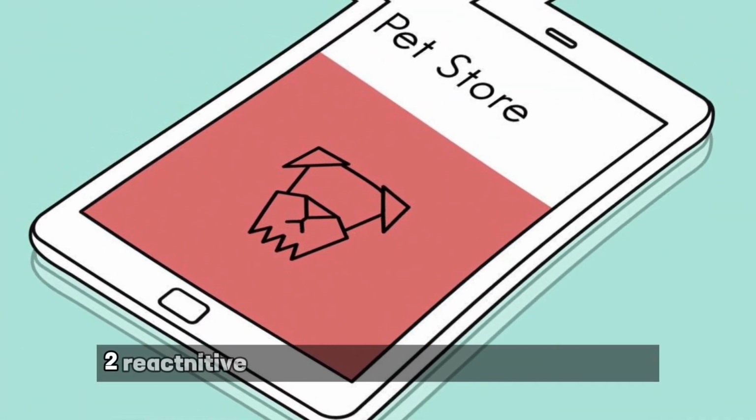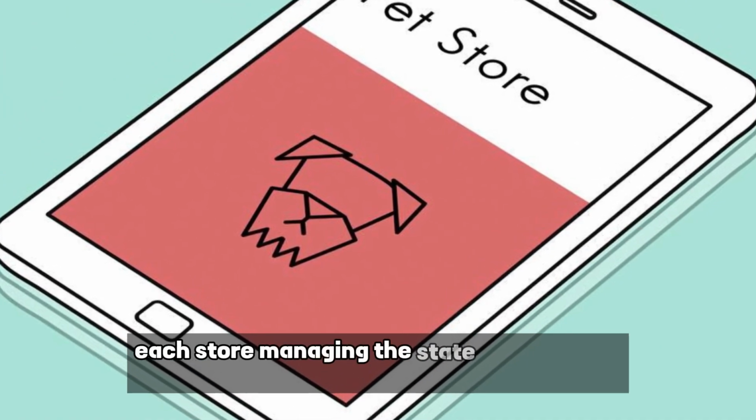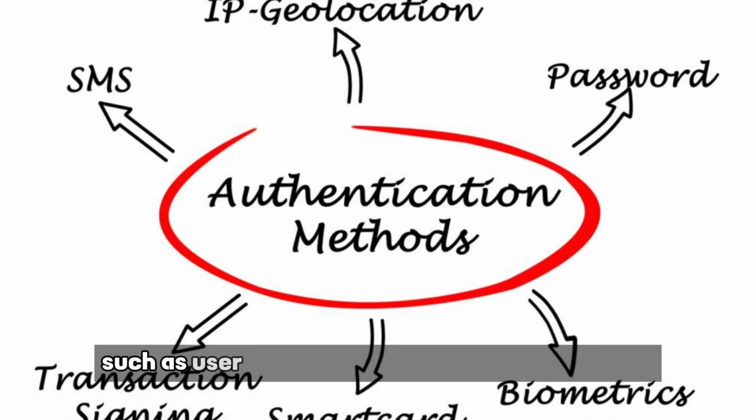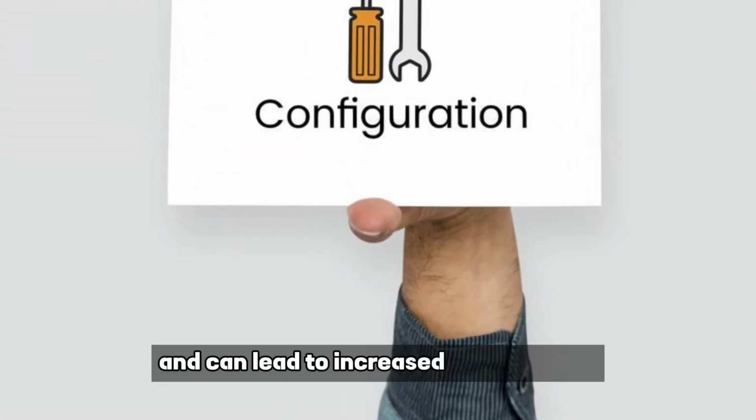2. React Native. React Native supports multiple stores, each store managing the state of a specific component. This approach allows you to have separate states for different purposes, such as user authentication and data persistence. However, it requires more configuration and can lead to increased maintenance.